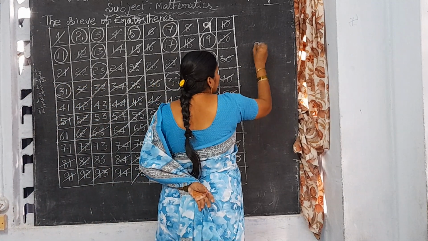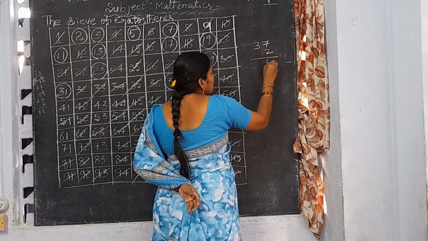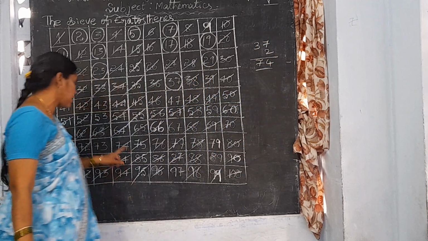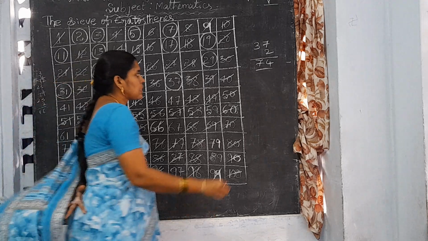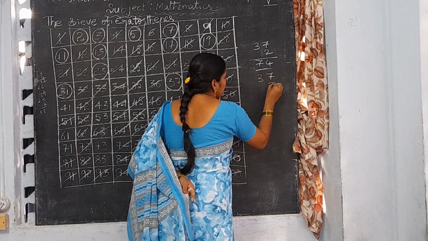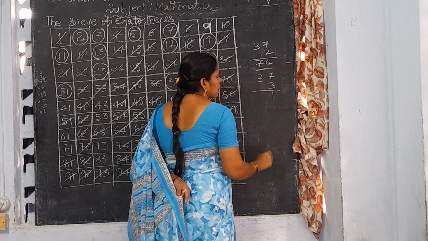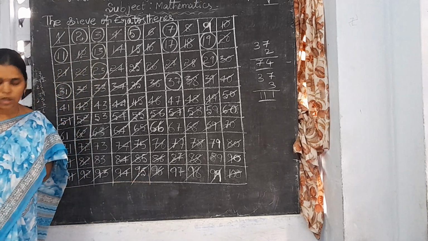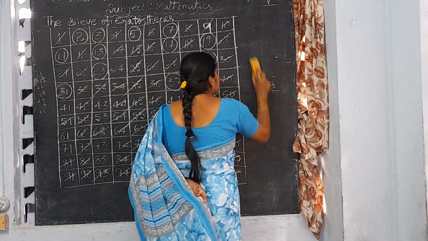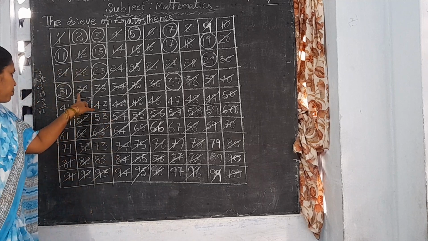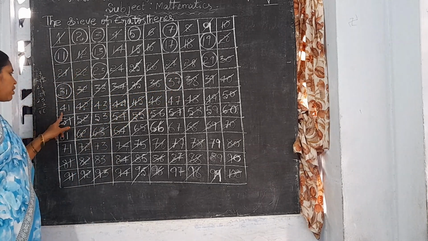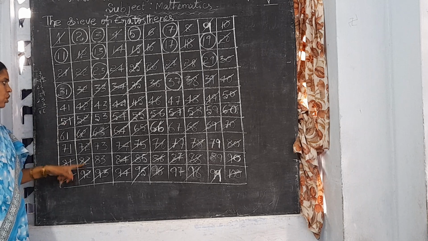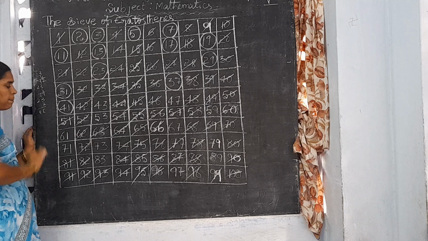37 twos are, 2 sevens are 14, 2 threes are 6 plus 1, 7, 74. Already it is struck off. Okay. 37 threes are, 3 sevens are 21, 3 threes are 9 plus 2, 11, 111. It is not there in this table, so leave it. 37 is completed. Next, 41. 41 twos are 82. Already struck off. Remaining numbers not there. So 41 is a prime number.